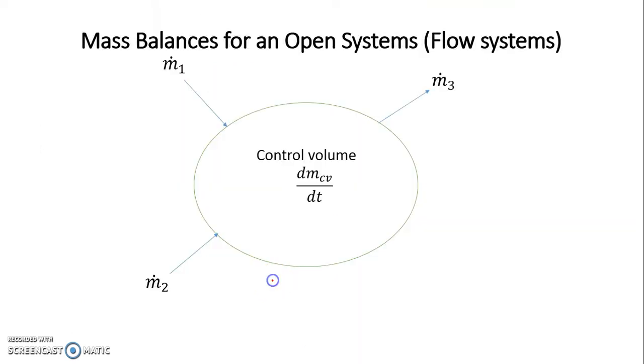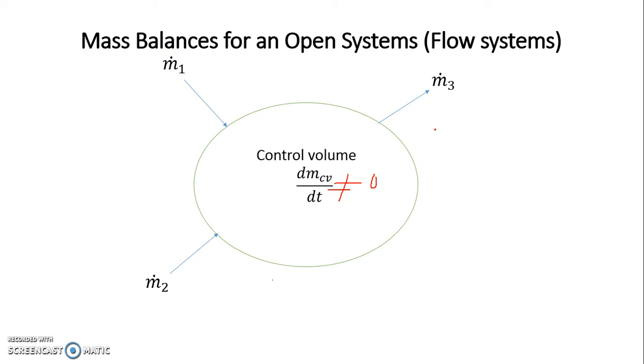Now as we know, for performing an energy balance, first we need to perform a mass balance. So there is an open system, there is a control volume where I have shown two streams going inside the control volume and one stream going out. Now if the flow is not a steady flow process, dm_cv by dt would not be equal to 0. But if the process is at steady state, this will be equal to 0, and I can say that m1 plus m2 equals m3.